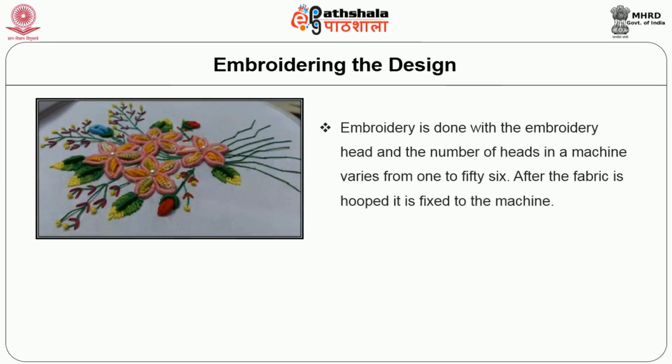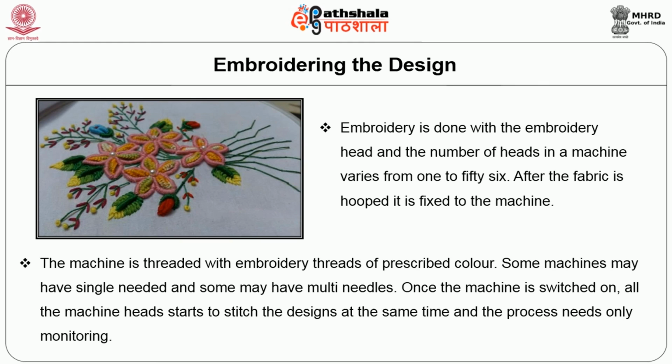Embroidery is done with the embroidery head, and the number of heads in the machine varies from 1 to 56. After the fabric is hooped, it is fixed into the machine. The machine is threaded with embroidery threads of prescribed color. Some machines may have single needle and some may have multi needles. Once the machine is switched on, all the machine heads start to stitch the designs at the same time, and the process needs only monitoring.